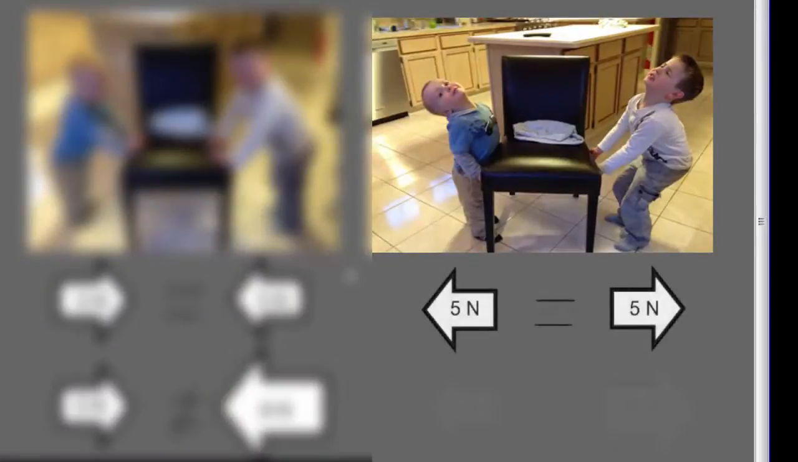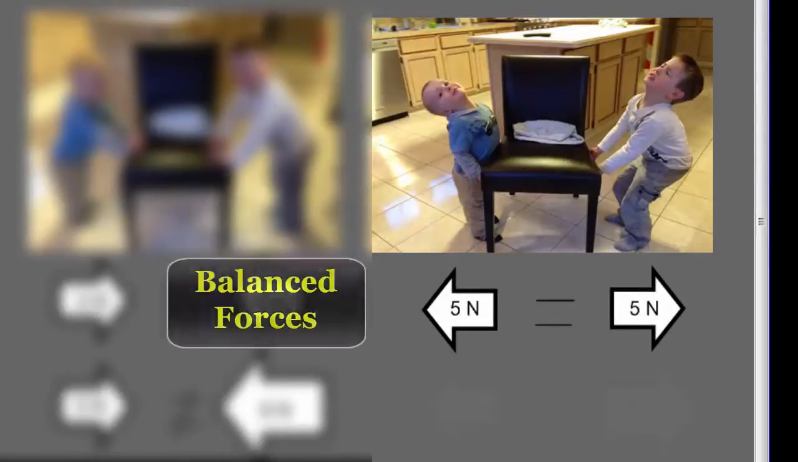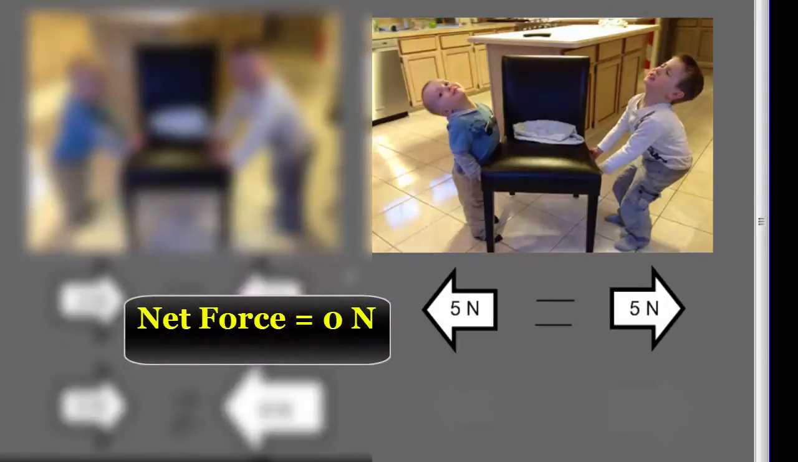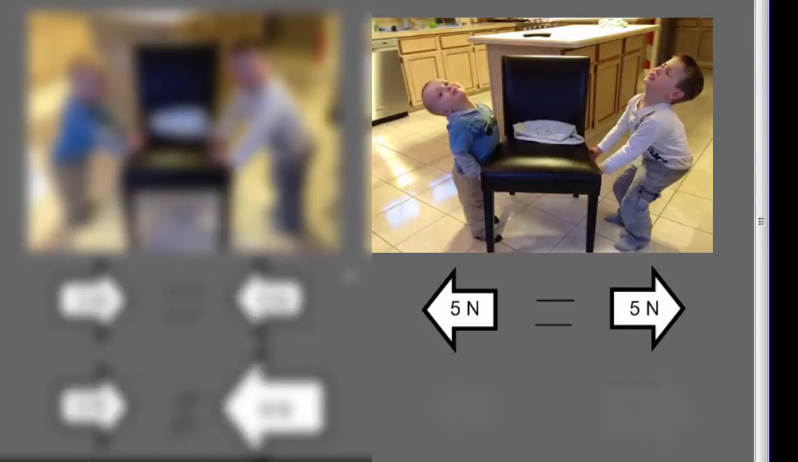Both boys pull with 5 newtons of force, making their forces equal, balanced forces. The net force would be 0, and in this case, the object wouldn't move. They're both acting on the chair. They're both pulling on the same object, so the net force would be 0.